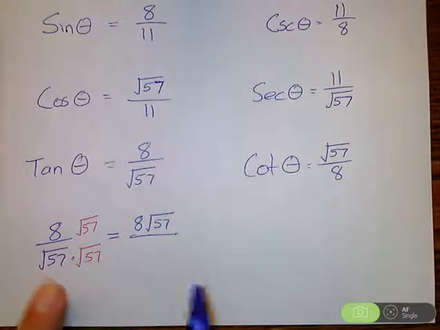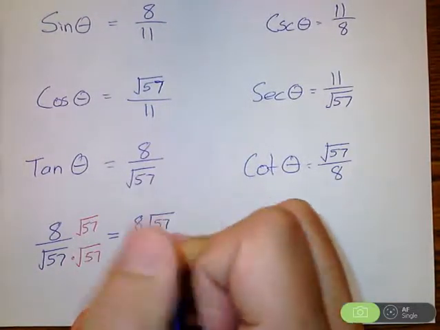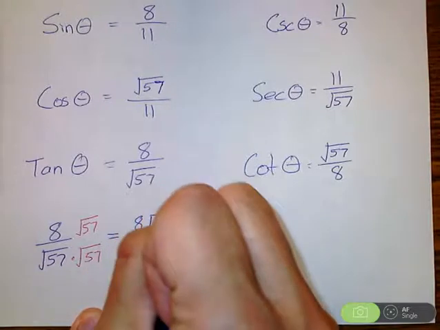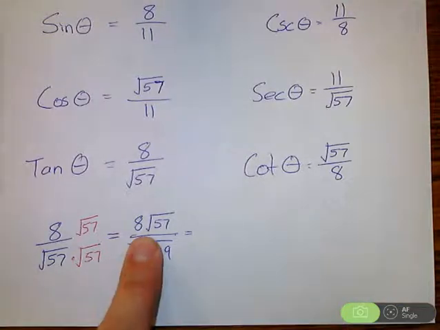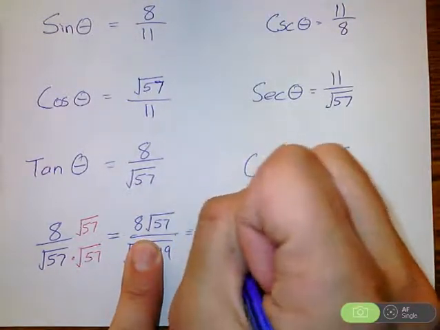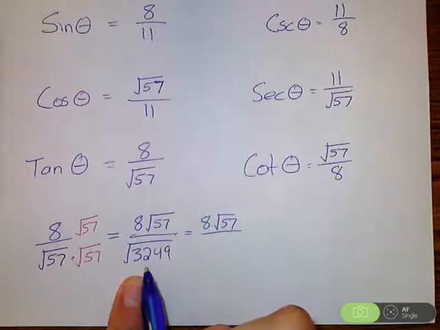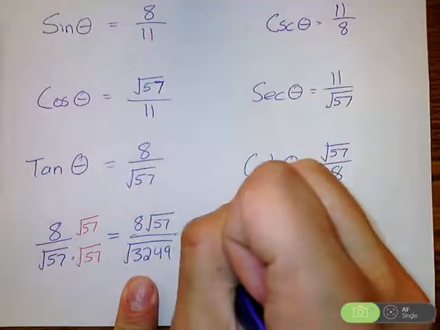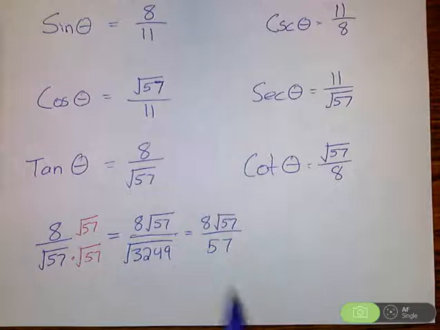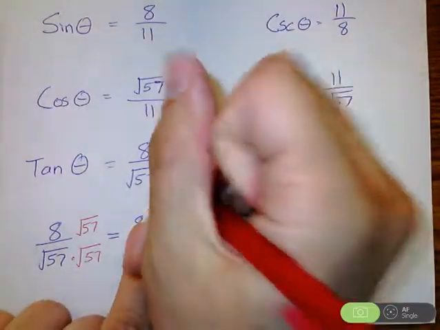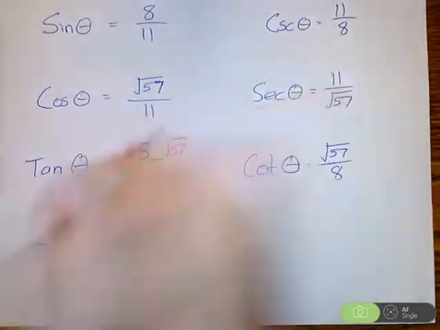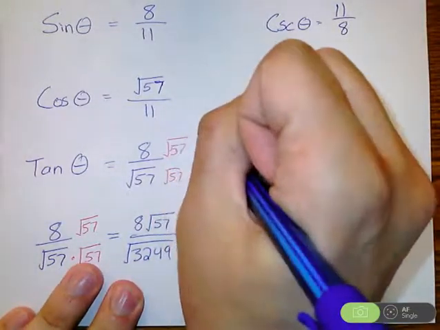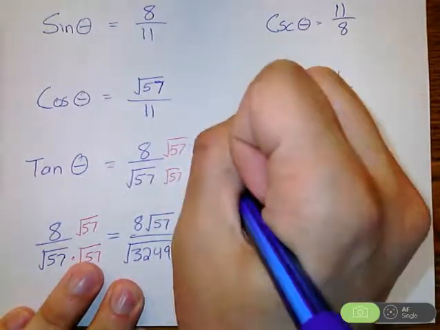So you could take 57 times 57, which is 3,249. So really I have the square root of 3,249. But on top, nothing you can do there. You get 8 square root of 57. But on the bottom, when you take the square root of 3,249, you get just plain old 57. So this is the mathematics of what's going on here. But what most kids are going to do is multiply the bottom by square root of 57, multiply the top by square root of 57, and they're going to know that on top you get 8 square root of 57, and on the bottom we get just 57.